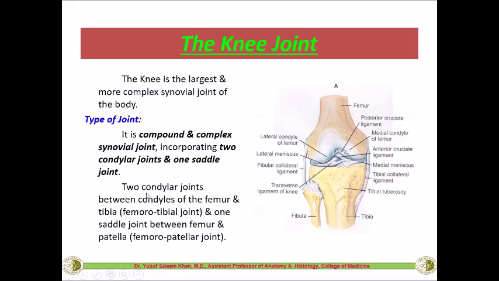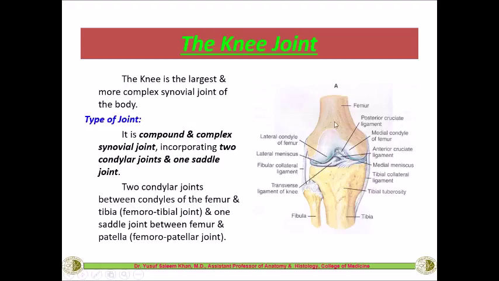So there are two important joints within this joint. One is the two condylar joints between the condyles of the femur. These are the two condyles of the femur articulating with the two condyles of the tibia. So this is also called the femorotibial joint, because there is articulation between the femur and the tibia, between the two condyles of the tibia and the femur.